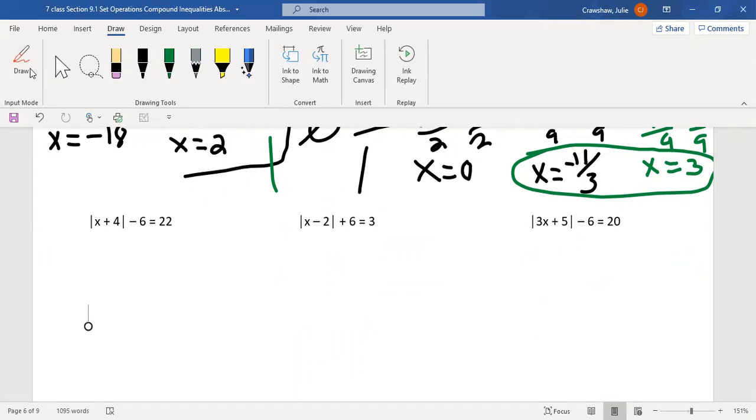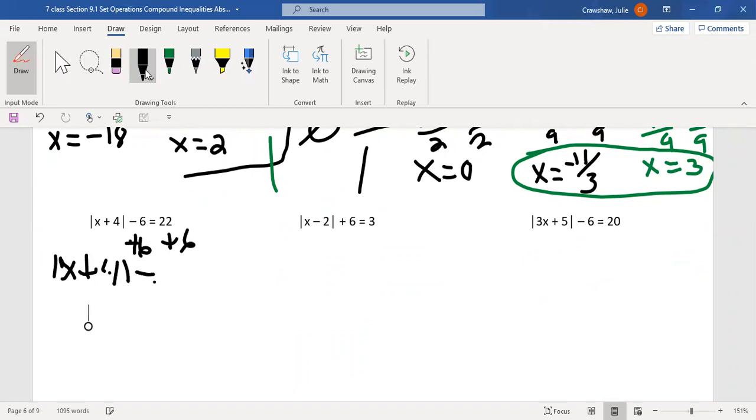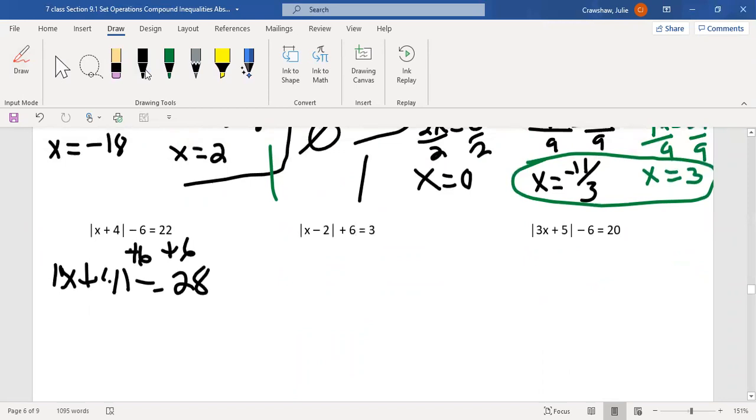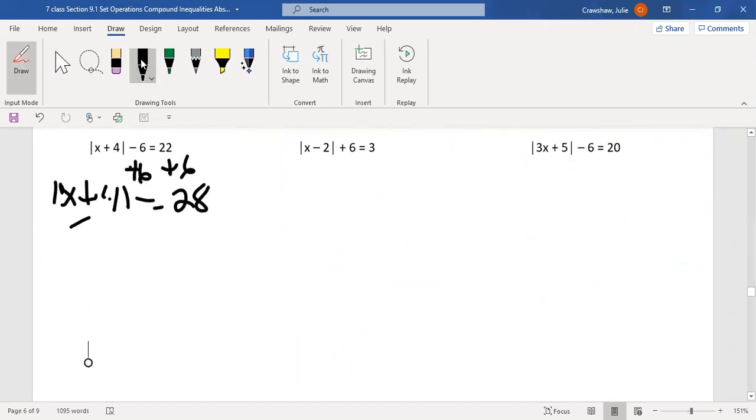So how'd you do? This first one, we're going to add 6 to both sides, and we're going to get the absolute value of x plus 4 equals 28. Because that's positive, that means I'm going to have 2 different equations. So I'm going to separate that. x plus 4 equals negative 28. That's one equation. And I'm going to have x plus 4 equals a positive 28. That's going to be the other equation.